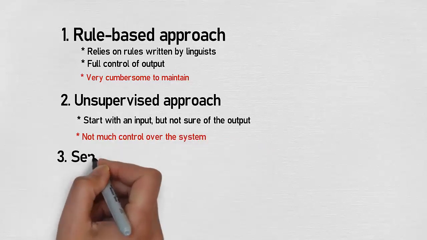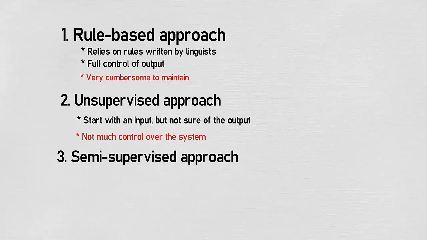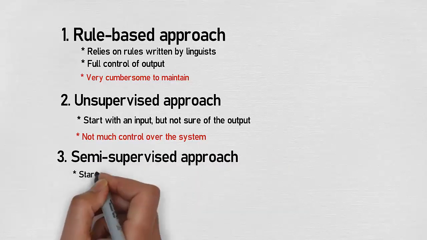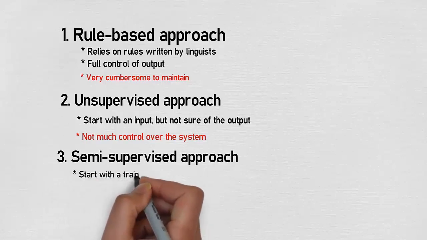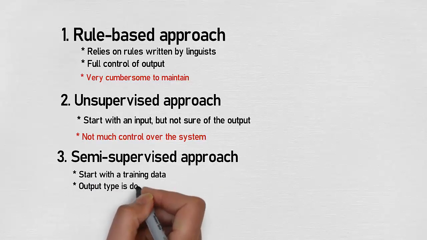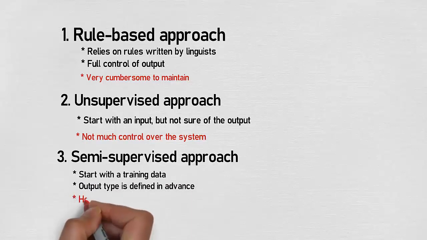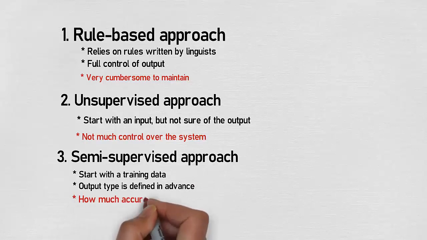The third approach of doing natural language processing is through semi-supervised learning. In this case, you have a relative control over the system. You start with training data and a training process, and you know what the classes will be. Semi-supervised learning systems are mostly used in part of speech tagging.